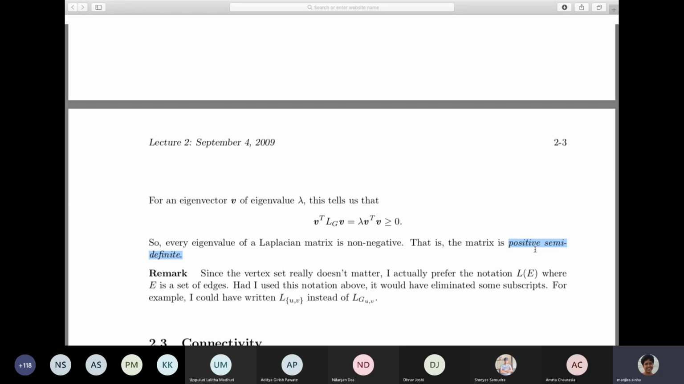Now, for all the things like singular value decomposition and the spectral clustering that we do, this positive semi-definite condition is very important. That is why we are working with the Laplacian of a graph. Clear till now?